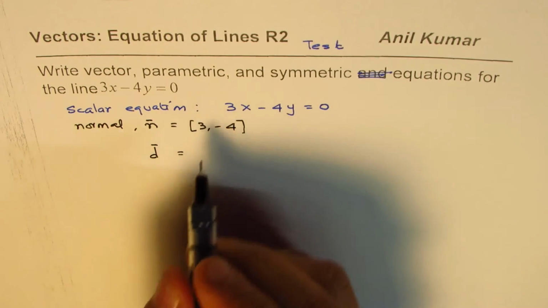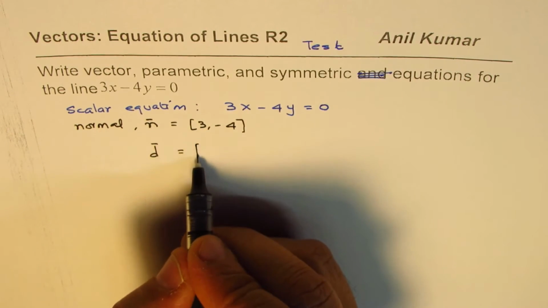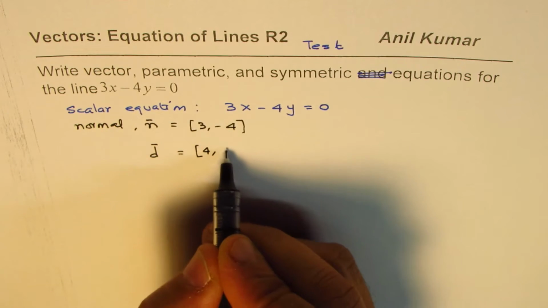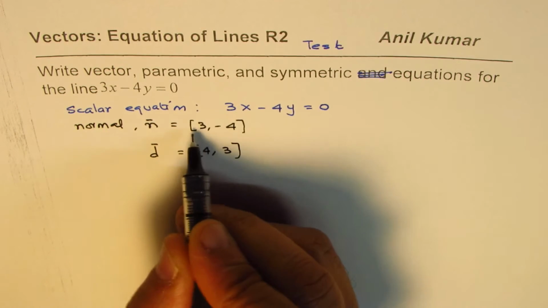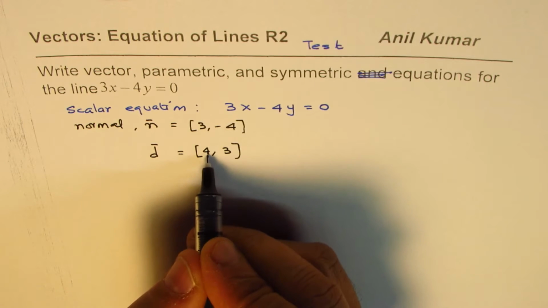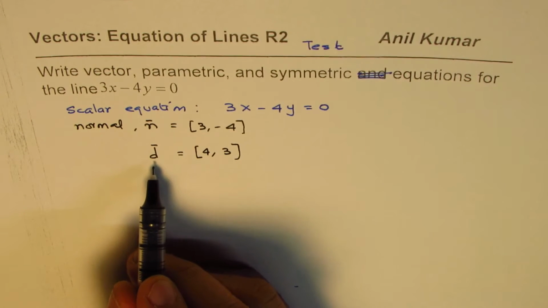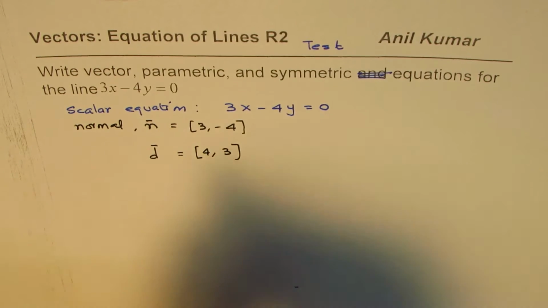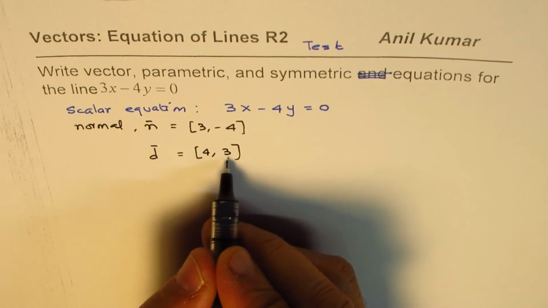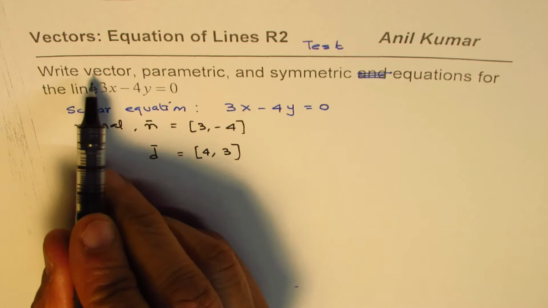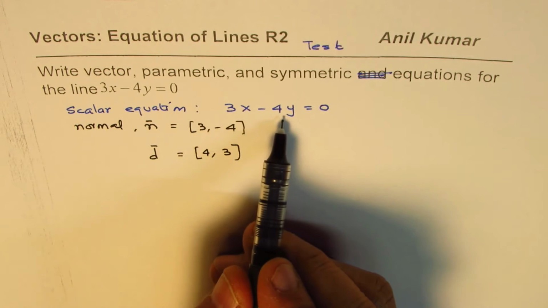Especially in R2 it is very easy. Just flip it, so you get 4 and 3. And change one of the signs. Since this was minus, I made it positive. Do you see that? So that becomes the direction vector for us. Now, once we know the direction vector, it's easy to write the vector equation. We just need a point.